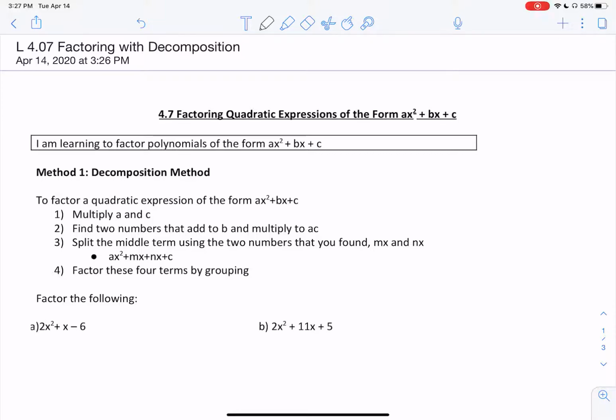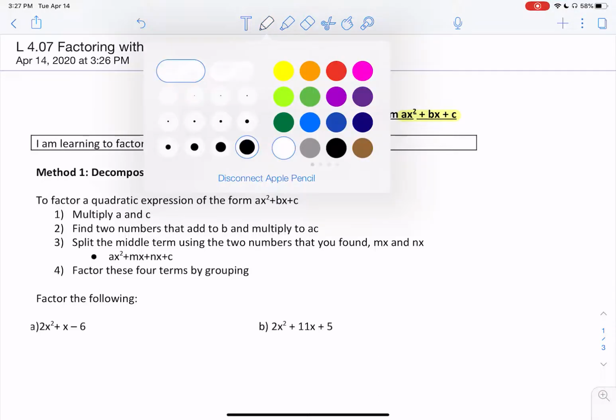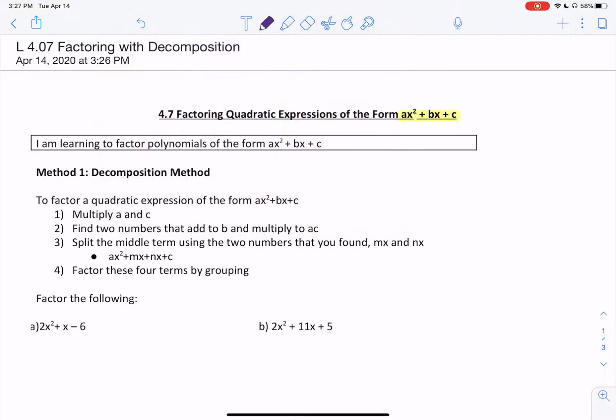For this lesson, we're going to be continuing on with our different factoring methods. And for today, we're going to be focusing on factoring in the form ax squared plus bx plus c. And how this is different from last lesson is that our a value does not have to be 1. All of the work from 4.6 only works when a equals 1. For this lesson, a can be anything.